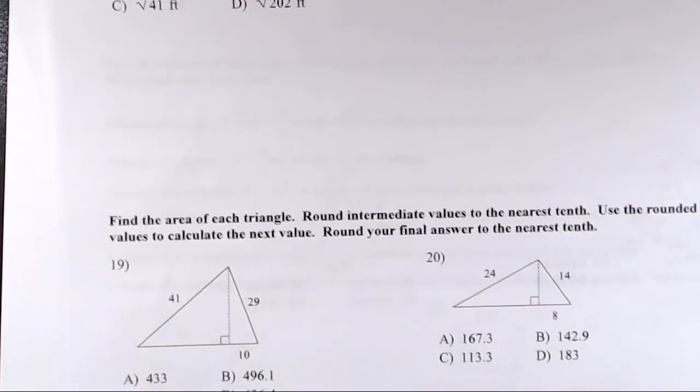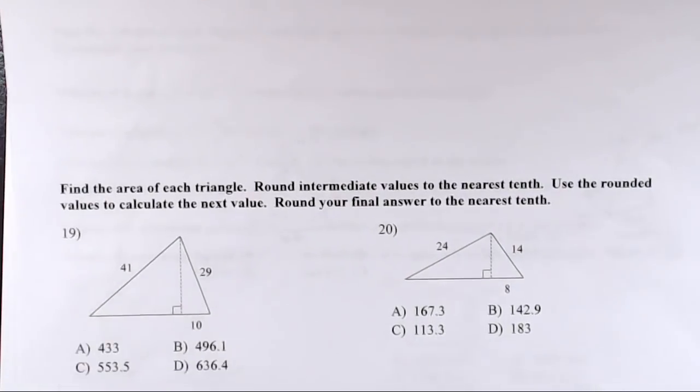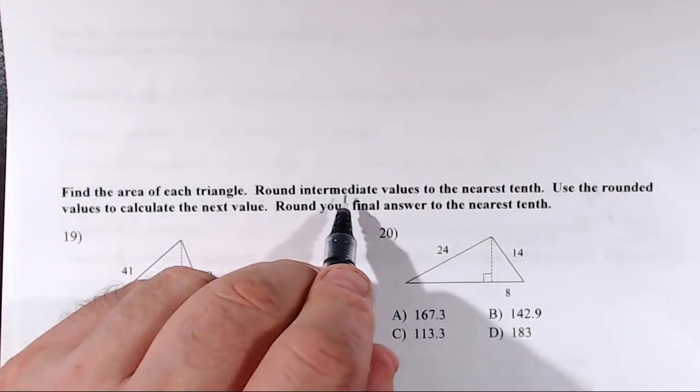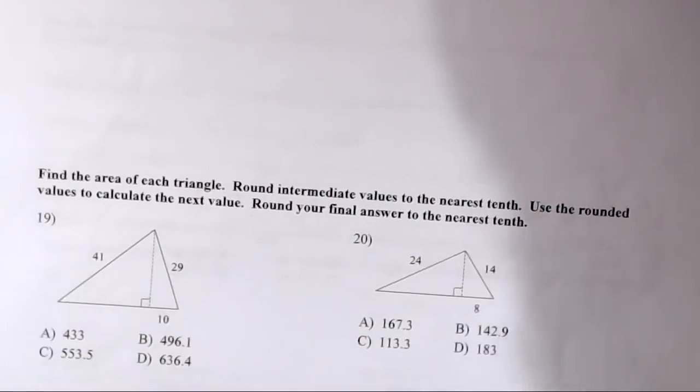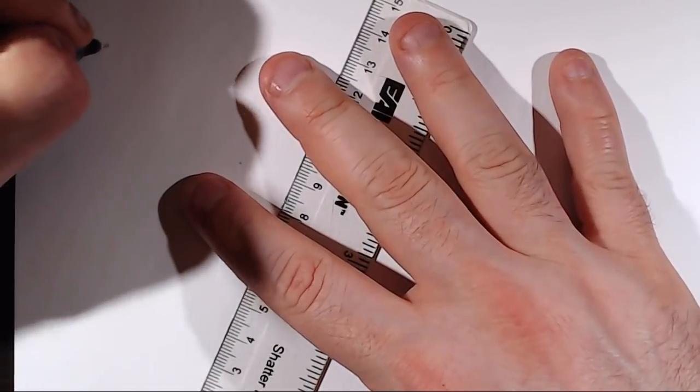Okay, now we'll do 19 and 20. And 19 and 20 tell us to find the area of each triangle. Round intermediate values to the nearest tenth. Use the rounded values to calculate the next values. Round your final answer to the nearest tenth. Okay, so this rounding intermediate values will be important to the nearest tenth. Okay, so number 19.